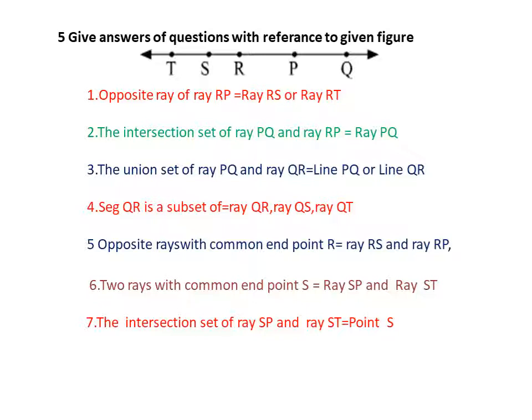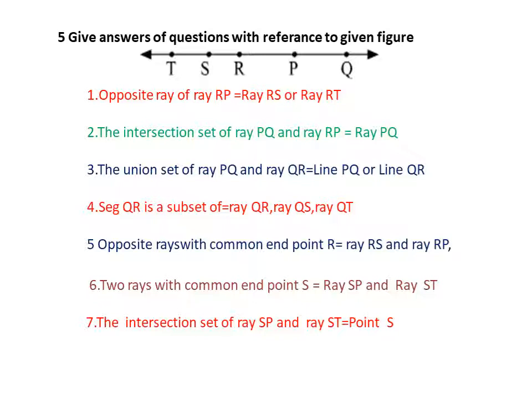First they are asking, what is the opposite ray of RP? Ray RP means origin is R and it is going in the direction of P, that is ray RP. When we say opposite ray, you know the definition: the rays whose origin is the same but go in opposite directions. Here ray RP is going in the right side direction, then from R going to the left side is RS or RT. Therefore the answer is ray RS or ray RT.